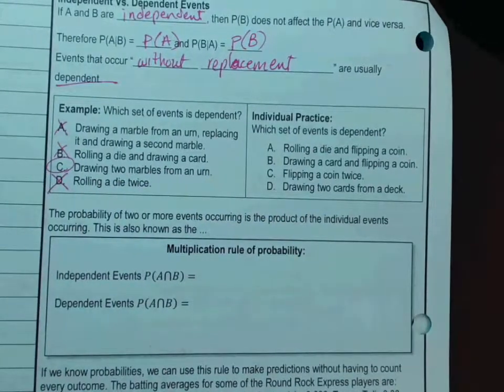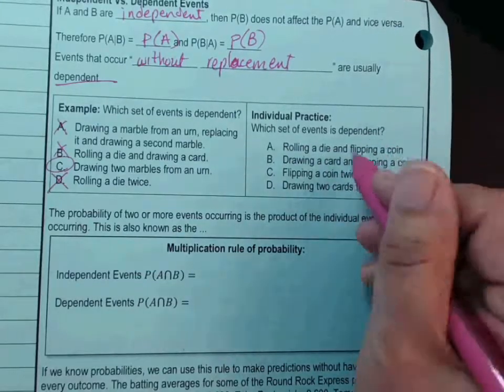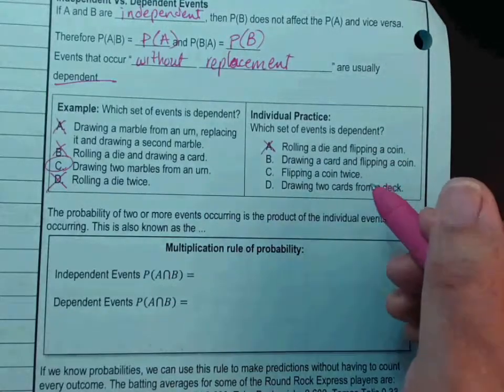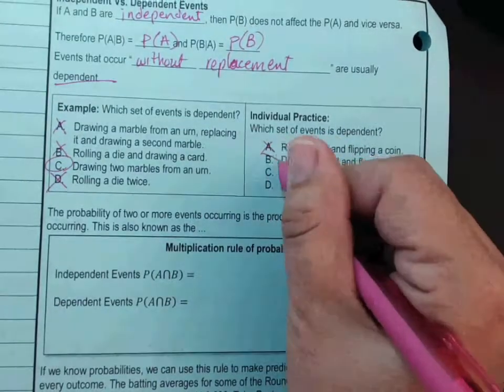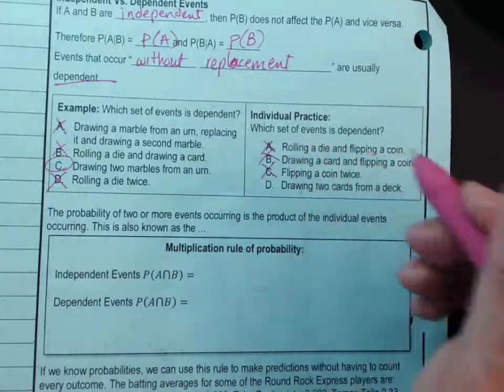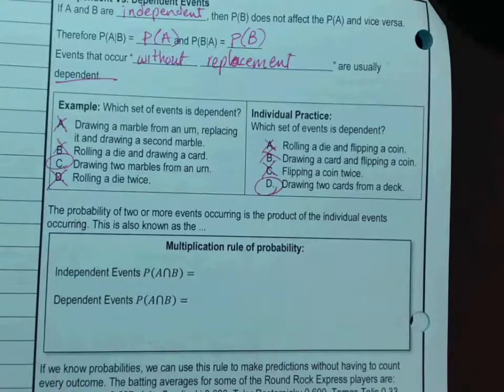Here, which set of events is dependent? Rolling a die and flipping a coin. There's no relationship, no changes in probabilities. Drawing a card and flipping a coin. Flipping a coin twice might be tempting. No, those are still independent. But drawing two cards from a deck, if I'm trying to draw aces and I've already drawn an ace, I've affected my probabilities. And actually, even if I drew a king, I've affected my probabilities because the total number of cards left in the deck has changed.